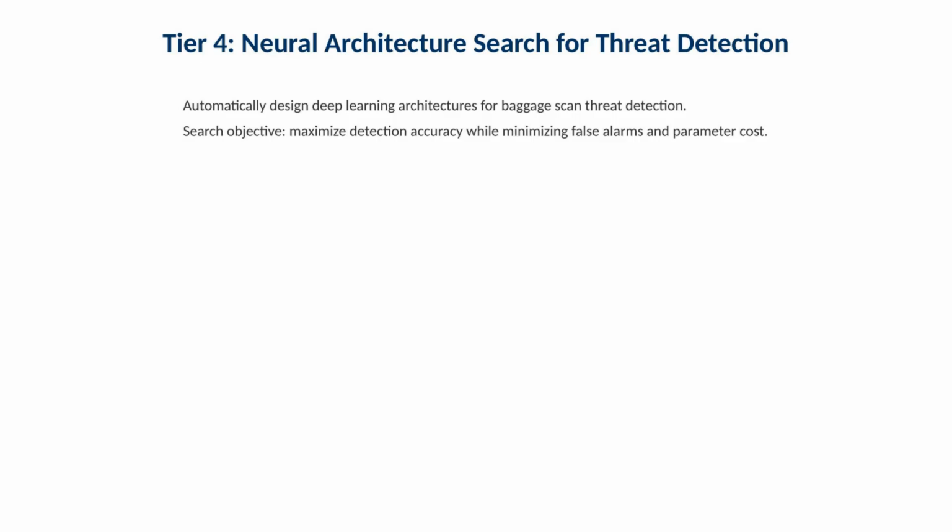Neural architecture search automatically designs deep learning models for threat assessment, aiming to maximize detection while minimizing false alarms. This is important because adversaries adapt. A static model can degrade, so you want a process that can discover better architectures as data changes.